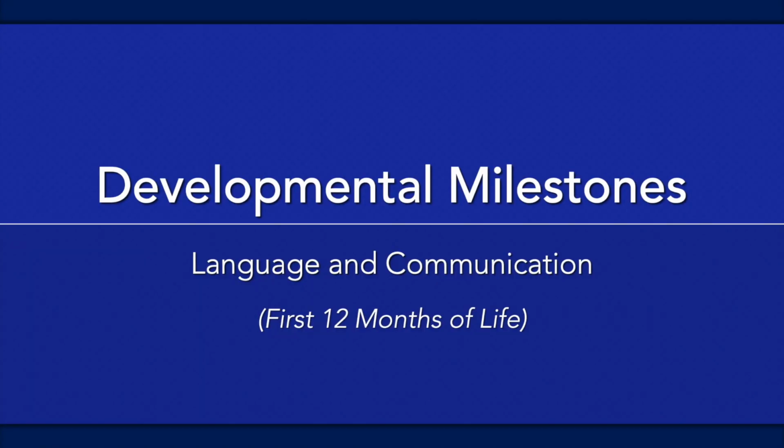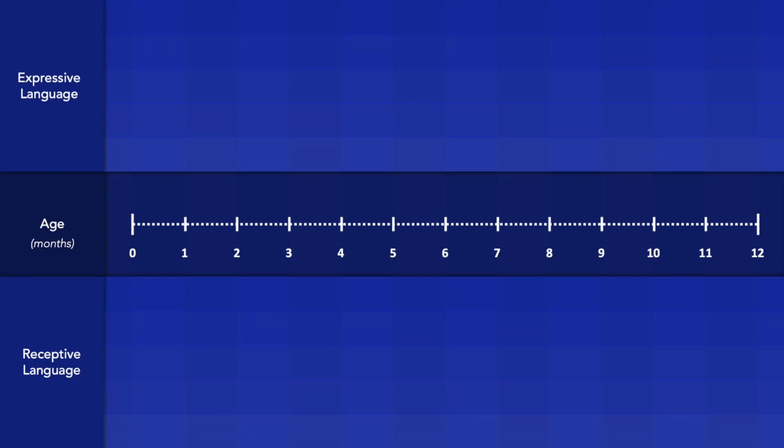This video lecture will briefly describe different levels of language and communication development during the first 12 months of life. Now, before we go further, I want you to keep in mind that there is a wide range of normal, and that the milestones that we will discuss are not a strict threshold that separates normal from abnormal development.